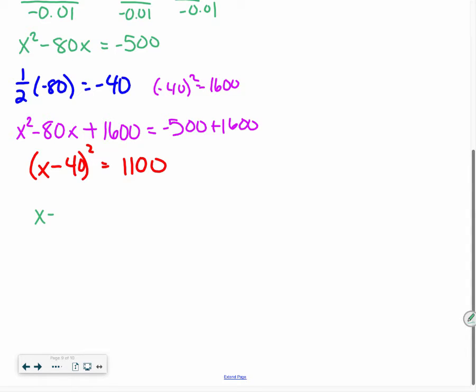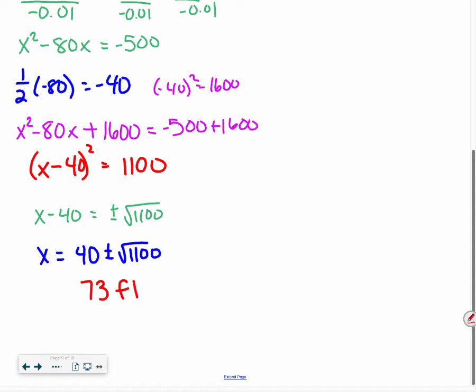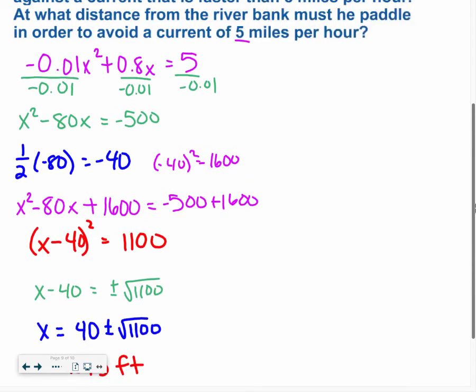If I take the square root, I have x minus 40 equals plus or minus the square root of 1100. And if I add 40 to both sides, I have x equals 40 plus or minus the square root of 1100. And if I do 40 plus the square root of 1100, I get 73 feet. And if I do 40 minus the square root of 1100, I get about 7 feet. So if I plug these in to the original problem, we're talking about 73 feet or 7 feet.